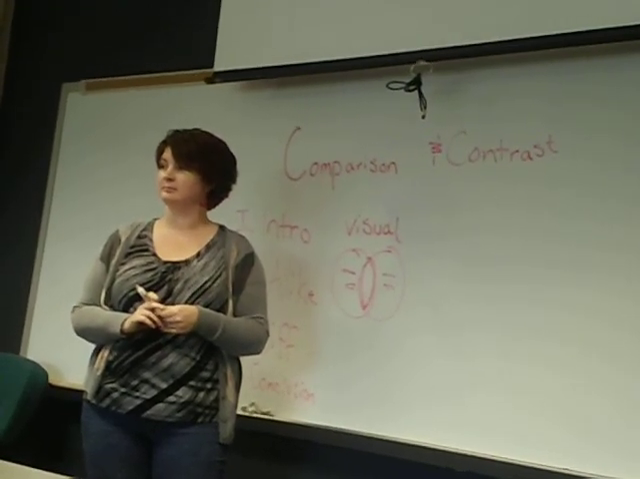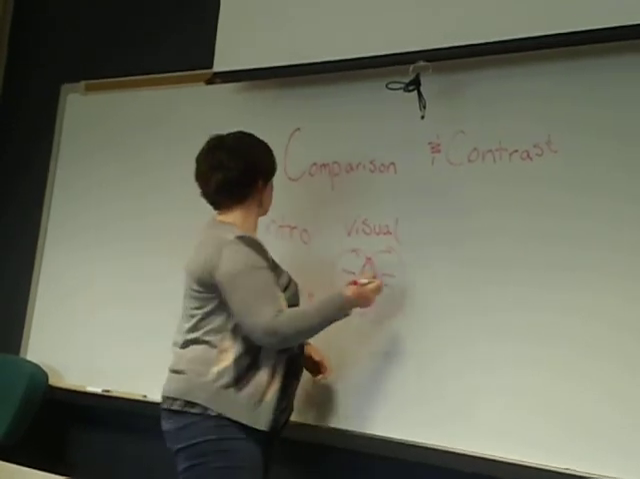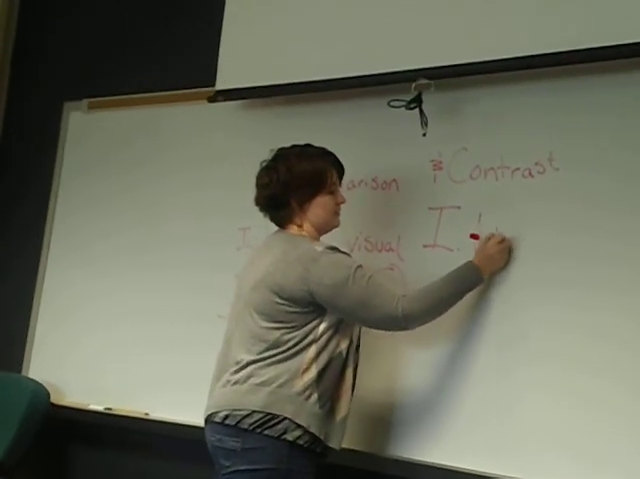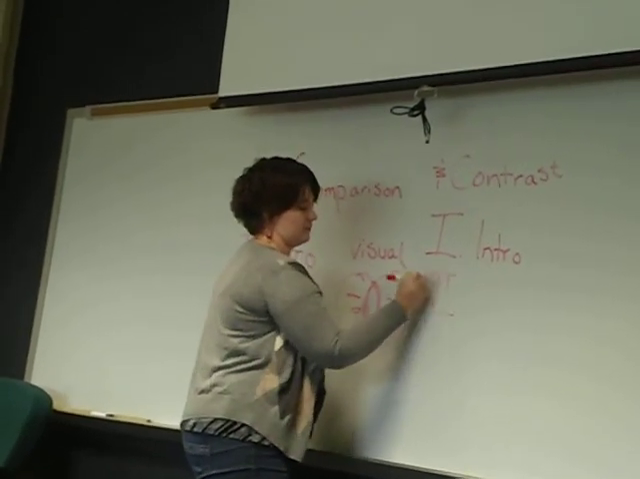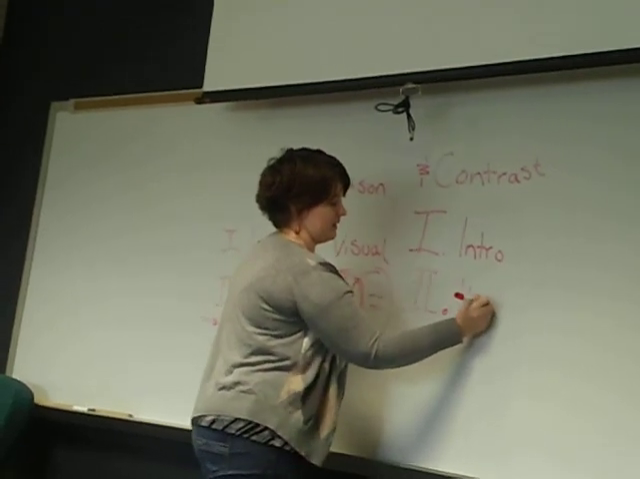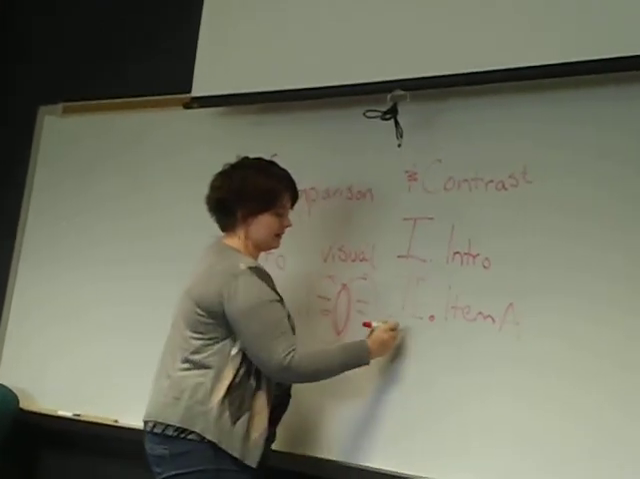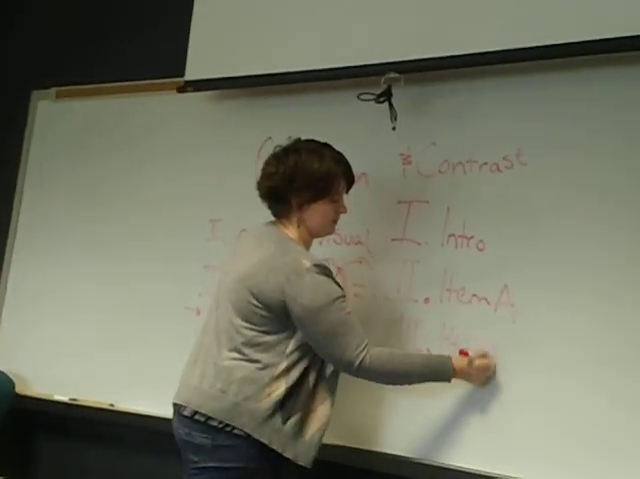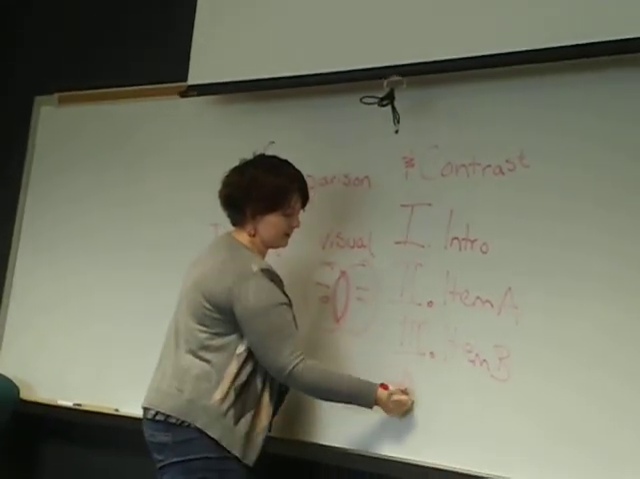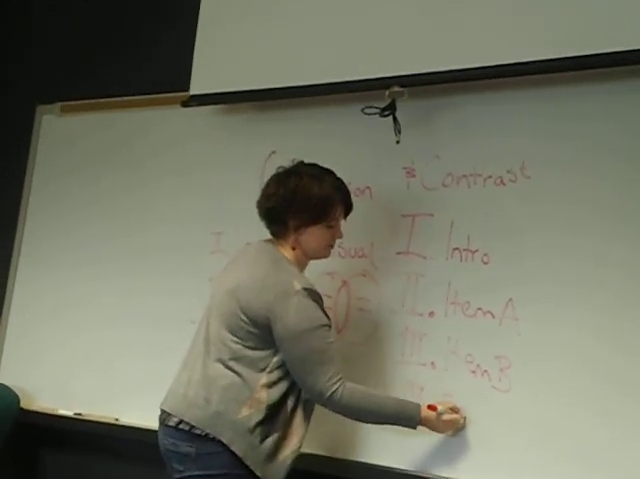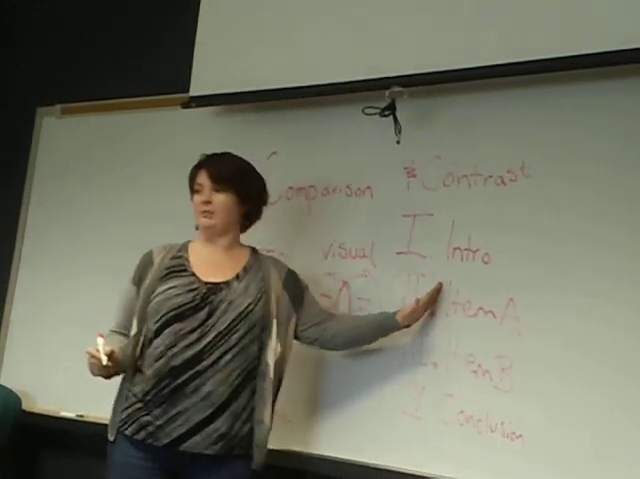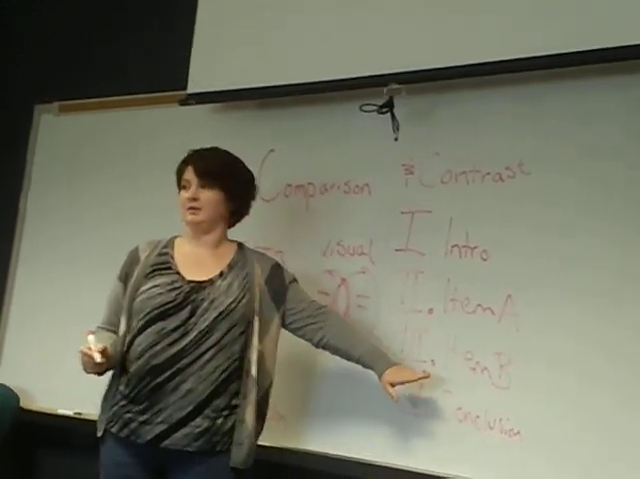Talk about one item, talk about how they're alike, and talk about the other item. Yeah, so you can do. So we're always going to have an intro. So you could have item A, talk about everything about item A, and then do item B, and have everything about item B, and then have the conclusion. So you can tell us all about one and then all about the other, and then tie it together.